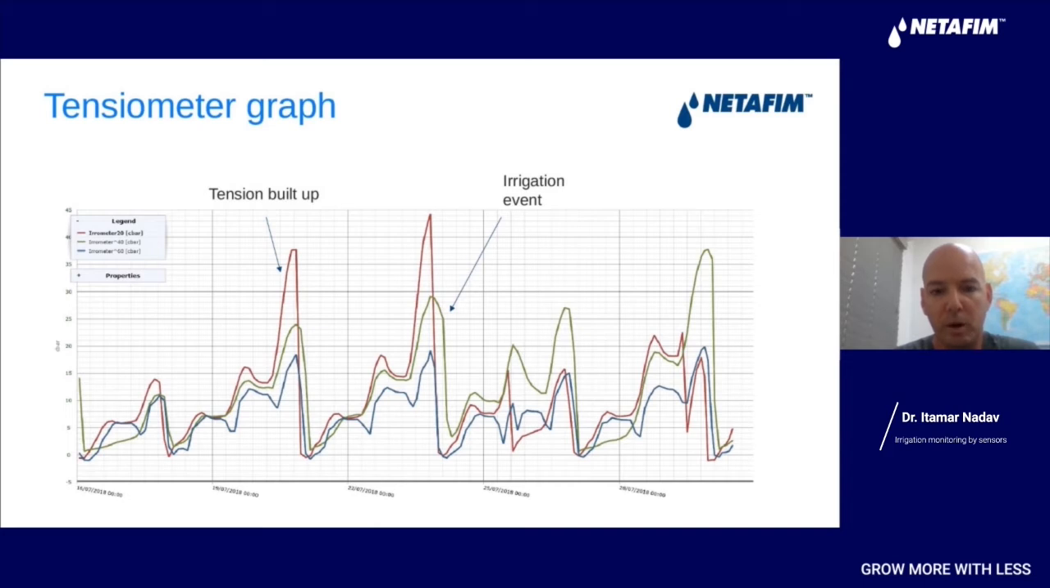So if you look on that graph, you can see the different depths. Usually the red one is the lower one, it's at 30. The green one is at 60 centimeters, and the deeper one is at 90 centimeters. And you can see that between irrigations, the water tension is increasing. And after irrigation, all the values drop down to around 0, which is saturated soil. And you can see a lot of curves, which are basically results of the temperature, because the tensiometer is very sensitive to temperature.